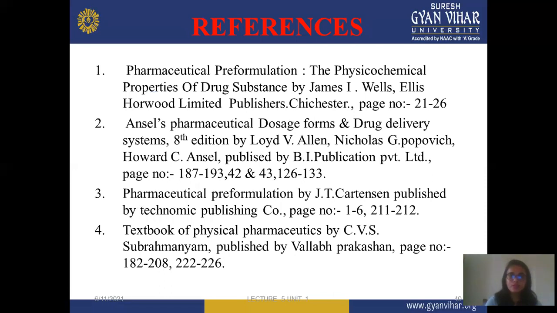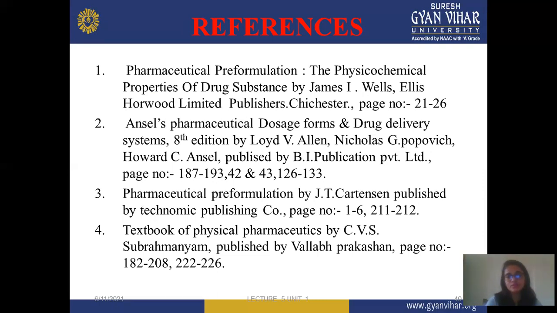Next is the reference part. In the reference part: Pharmaceutical Preformulation, the Physical-Chemical Properties of Drug Substances by James Abels, Ellis Horwood Limited Publisher, Chichester, page number 21 to 26. The second reference is Ansel's Pharmaceutical Dosage Forms and Drug Delivery Systems, eighth edition by Loyd V. Allen, Nicholas G. Popovich, Howard C. Ansel, published by BI Publications Pvt Limited. Page numbers are 187 to 193, 42 to 43, 126 to 133.